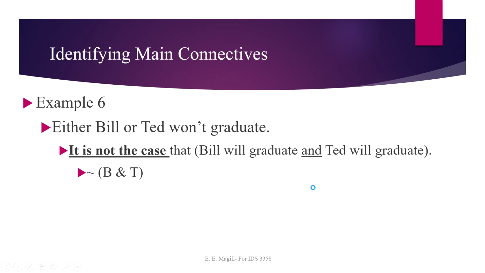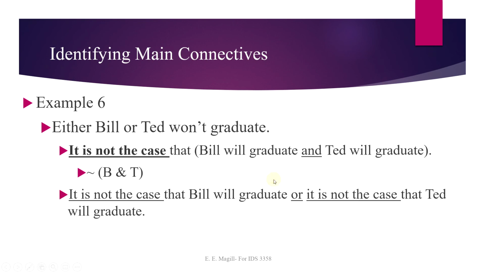Now let's look at the other way to paraphrase the natural English, either Bill or Ted won't graduate, that maintains that disjunction all the way through. So the way that we can take that is, it is not the case that Bill will graduate, or it is not the case that Ted will graduate. So now we have two negations and one disjunction. Here, each negation only modifies the atomic sentence right next to it, and the disjunction takes both negated sentences, both whole negated sentences as its disjuncts.